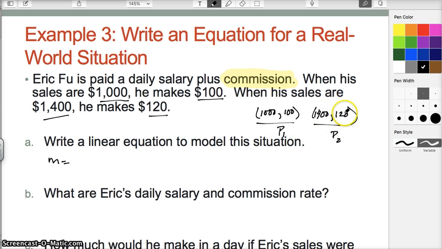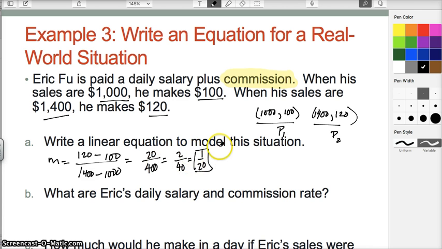Therefore, this is x2, this is y2. So I've got 120 minus y1, 100, over 1,400 minus 1,000. So I get as my result 20 over 400. And that can be reduced nicely to, oh golly, 2 over 40 or 1 over 20. So I got 1/20th as my slope.